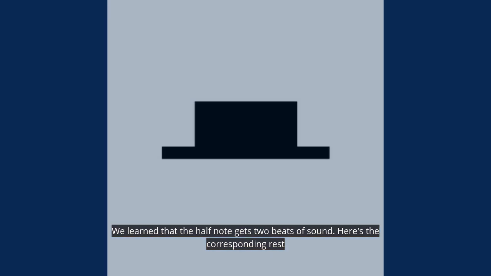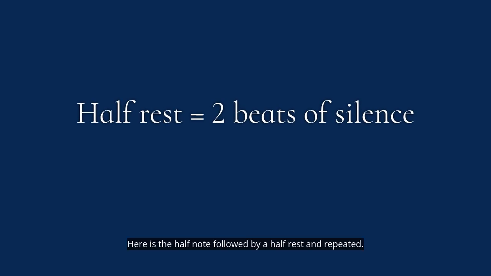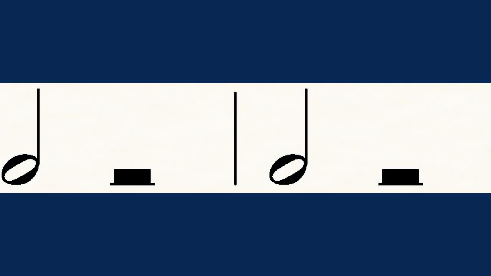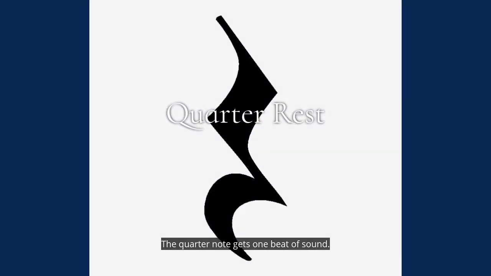We learned that the half note gets 2 beats of sound. Here's the corresponding rest, called a half rest. The half rest gets 2 beats of silence. Here is the half note followed by a half rest and repeated. The quarter note gets 1 beat of sound. The quarter rest gets 1 beat of silence. Here is a quarter note followed by a quarter rest and repeated.